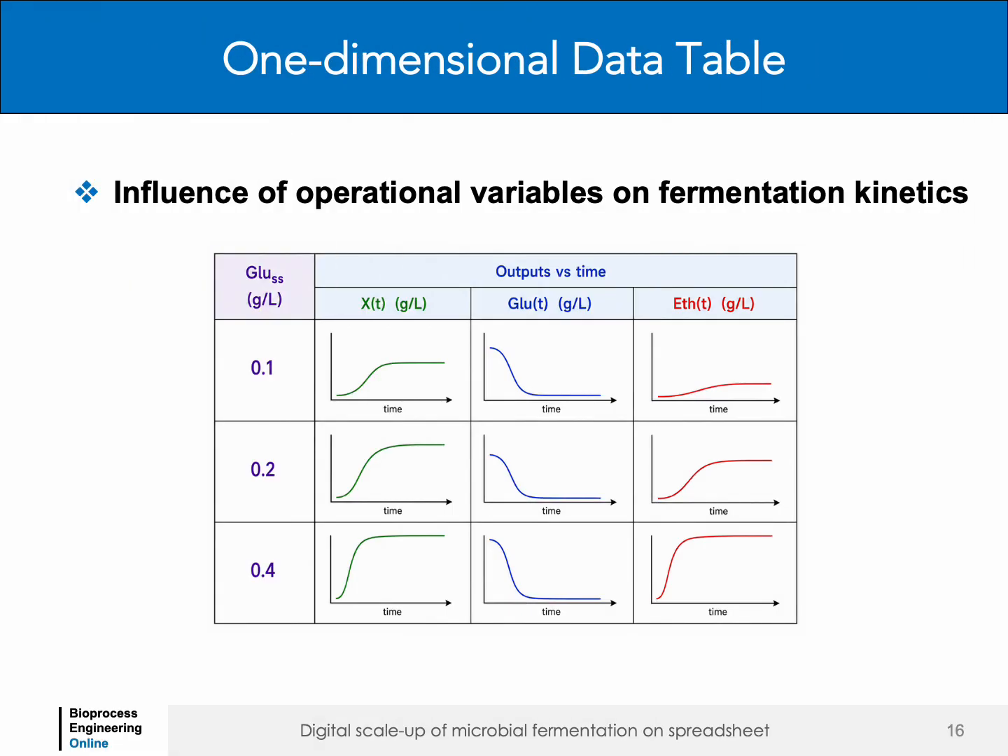Virtual experimentation is most conveniently performed using the spreadsheet data table functionality. With the data table feature, key variables can be systematically varied while automatically calculating the resulting changes in fermentation dynamics. The first approach is the one-dimensional data table, in which a single variable is varied. Here it is used to calculate and visualize the influence of an operating variable on the kinetics of the fed batch fermentation.